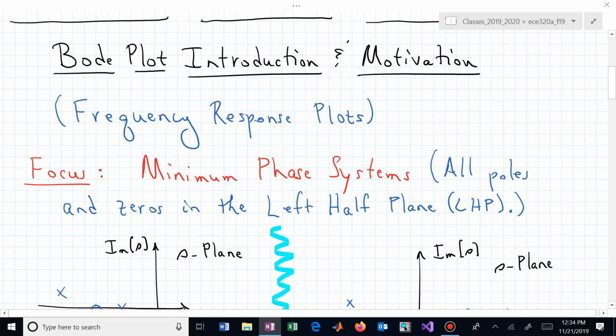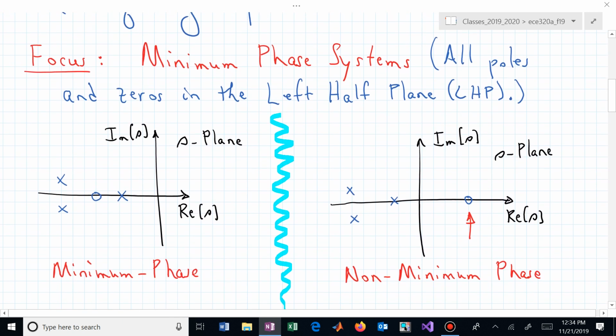We will focus on minimum phase systems. Minimum phase systems just means that all of the poles and zeros are in the left half of the complex S-plane. And I might abbreviate that LHP. That just saves you when you're texting this information. You just have to say LHP instead of typing out left half S-plane.